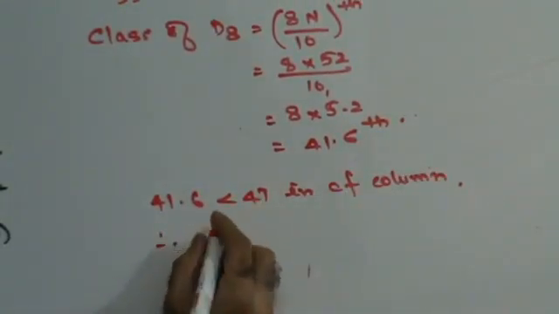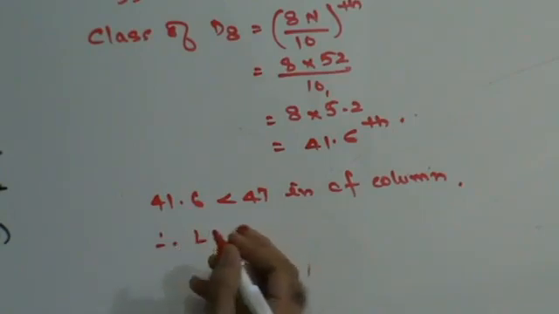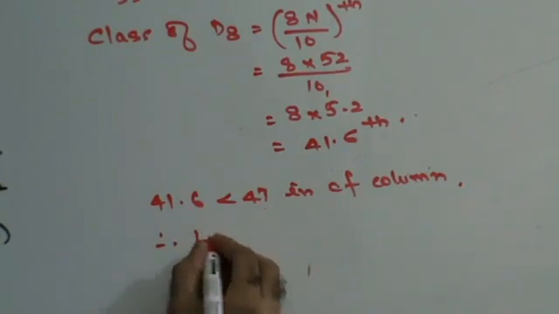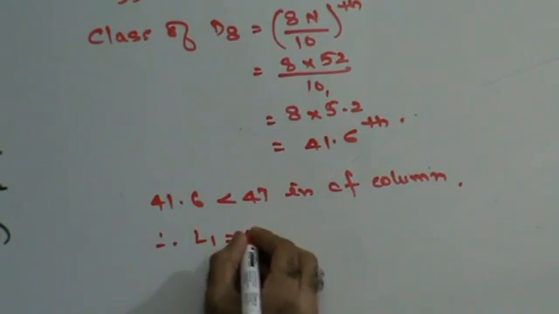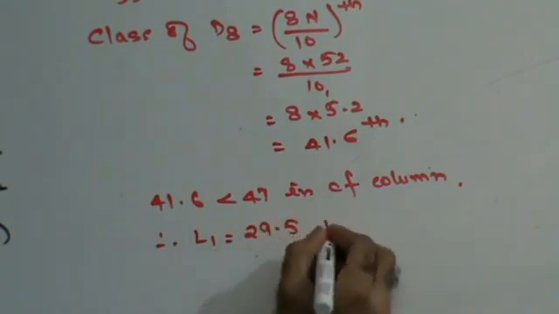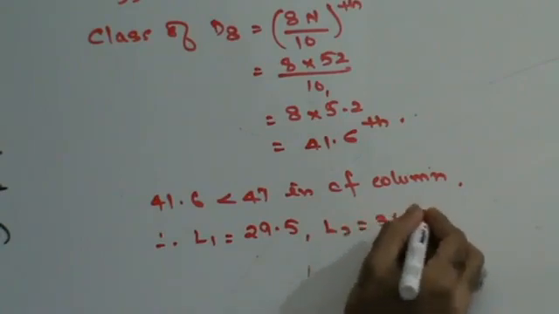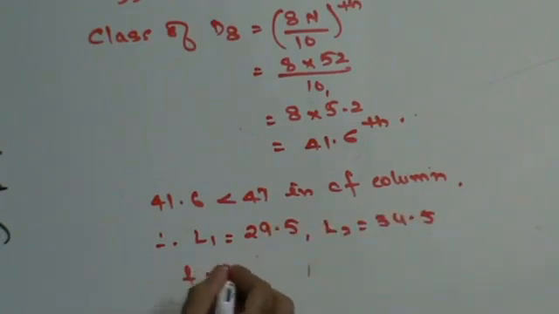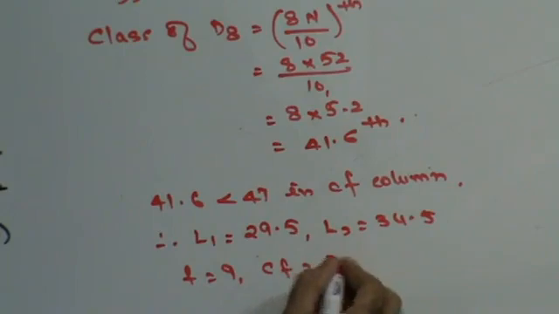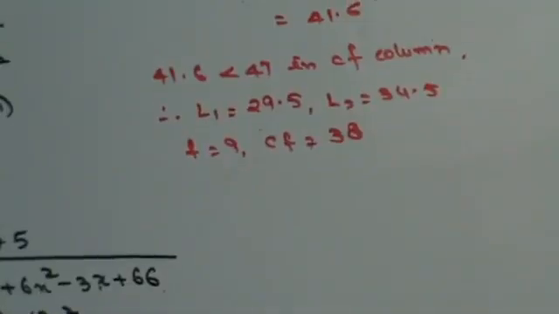Therefore I can say that L1, now since the limits are not continuous, I will say L1 is going to be reduce the lower limit by 0.5, so that's 29.5. L2 is 34.5, F is 9 and CF is the number above it, that's 38.